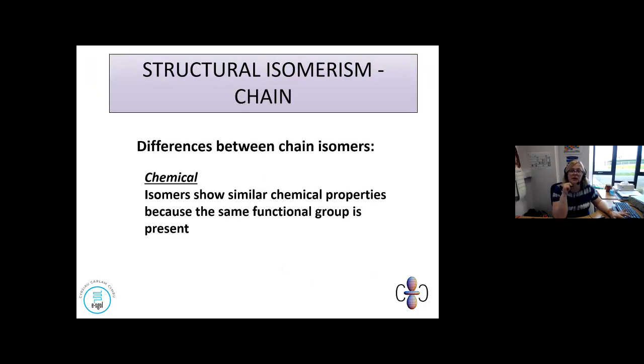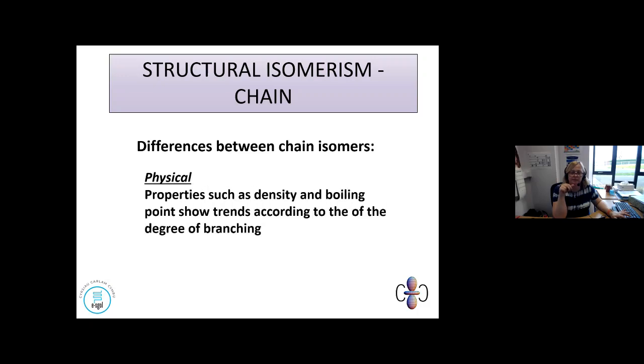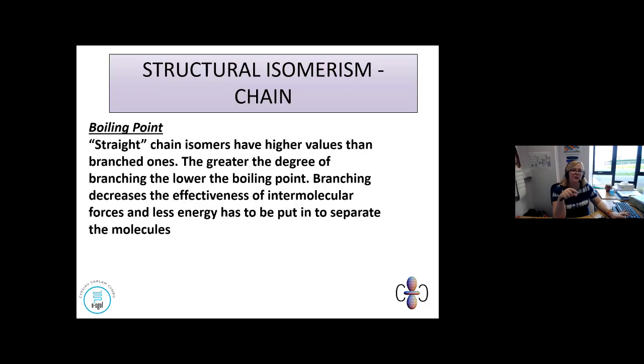So the difference between them physically, things like the boiling point and density are somewhat similar, okay, but they wouldn't be identical. Okay, so there are differences in their boiling point and densities to do with the fact that there'd be weaker intermolecular forces. So to explain that, the straight chain isomers have higher values than branched ones because you can get them closer together, and the closer they become, the more attracted they become to each other.